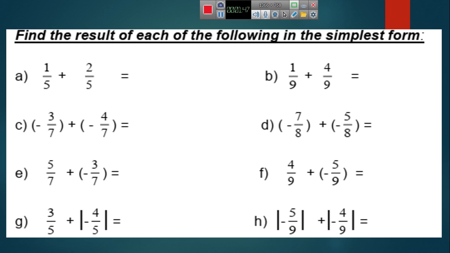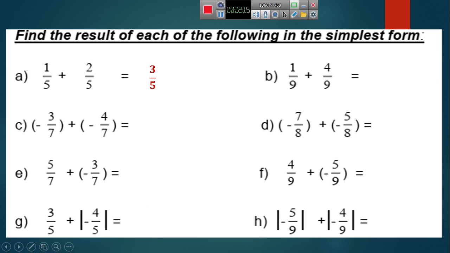Let's see how to find the result of each of the following in the simplest form. Let's see how to add two fractions. As we studied before, to add two fractions, we have to make both of them have the same denominator. Here, 1 over 5 plus 2 over 5: since both fractions have the same denominator, we can add the numerators, 1 plus 2, which equals 3 over 5.